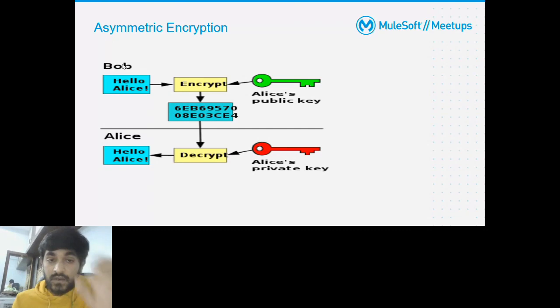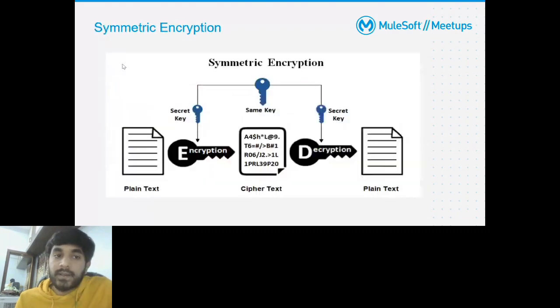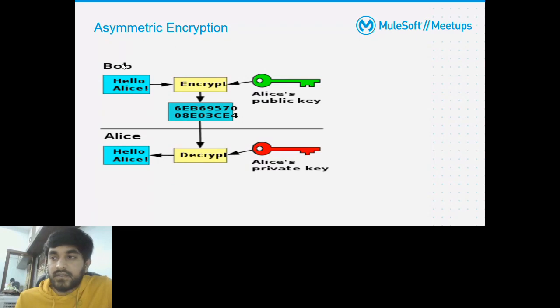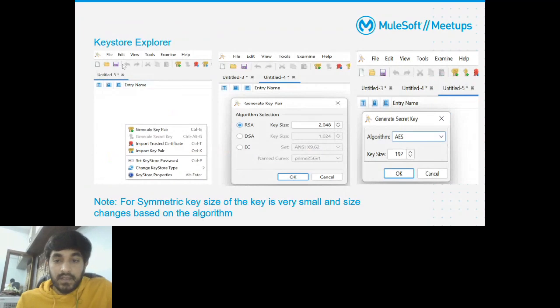This is more about asymmetric. Wherever different keys are used, that's asymmetric encryption. Where the same secret key is used, that's symmetric encryption. That's the difference, since people get confused. Asymmetric is also called public key cryptography. Technically, we call it public key cryptography. Public key cryptography is asymmetric encryption.